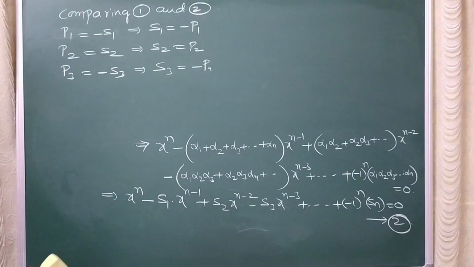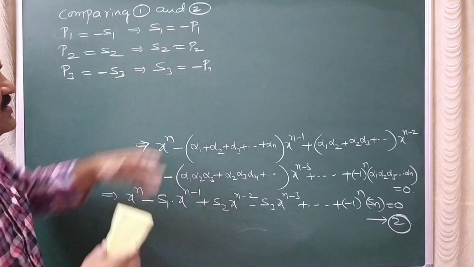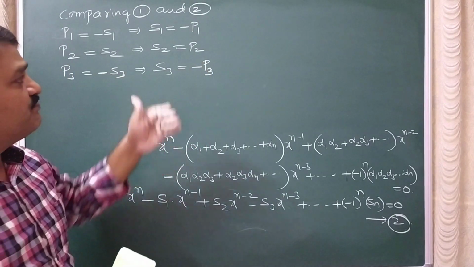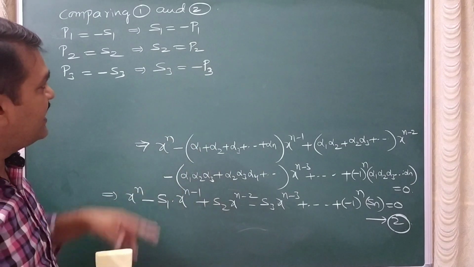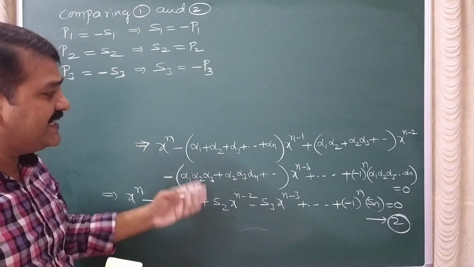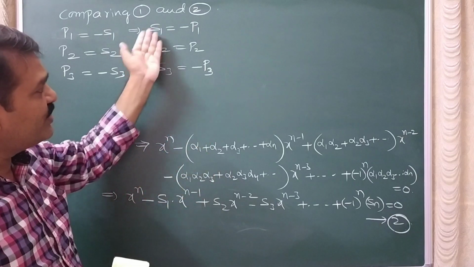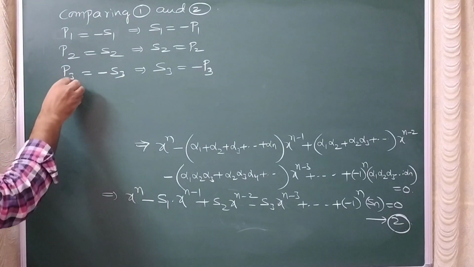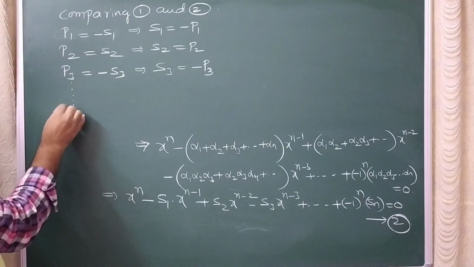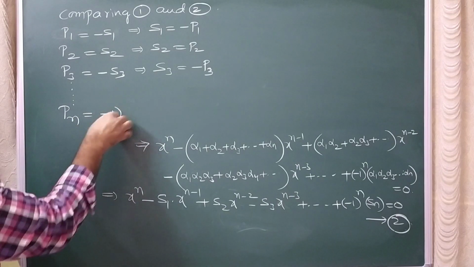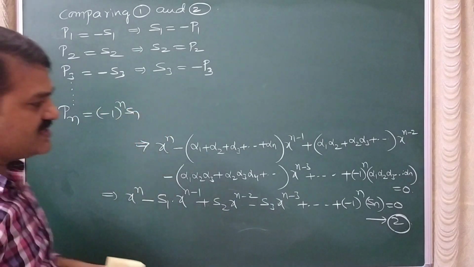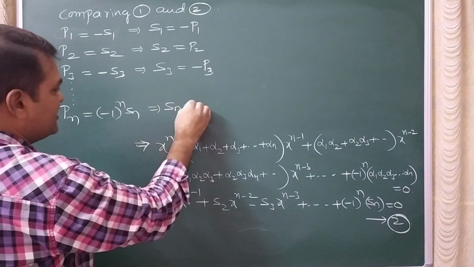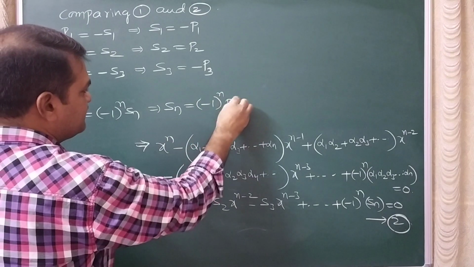Why? Because P1, P2, P3 are coefficients only, because P1 is A1 by A0, P2 is A2 by A0, like that. And S1, S2, S3 are expressions in terms of roots. So this is going to be the relation between roots and coefficients only. If you proceed like that, at the last you get Pn is equal to minus 1 whole power n into Sn. Or we can write this as Sn is equal to minus 1 whole power n into Pn.